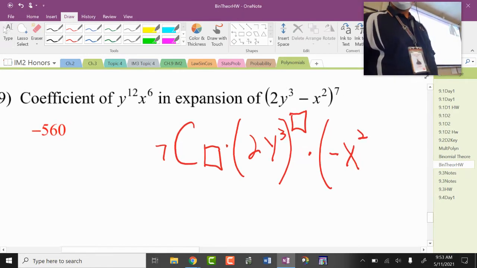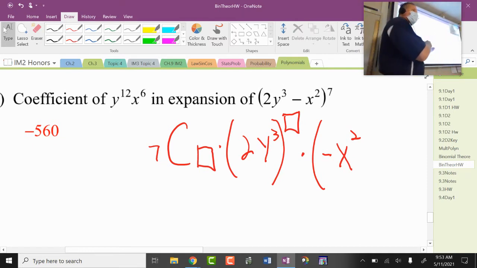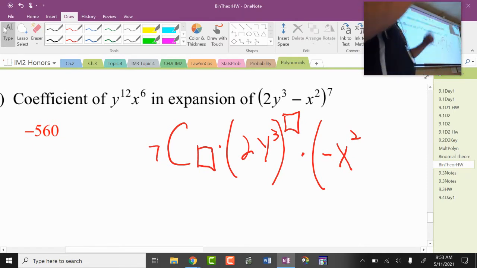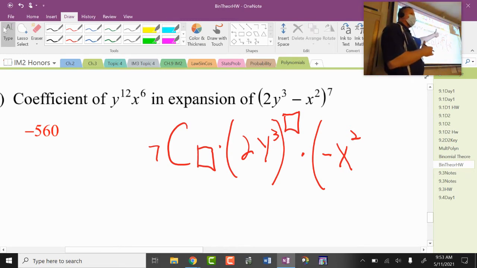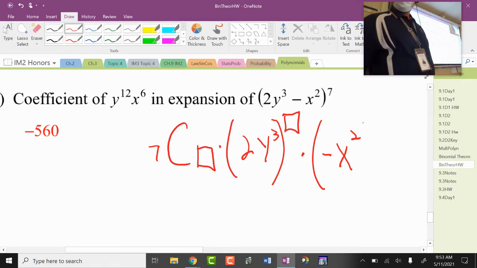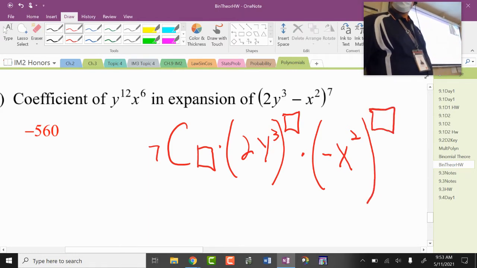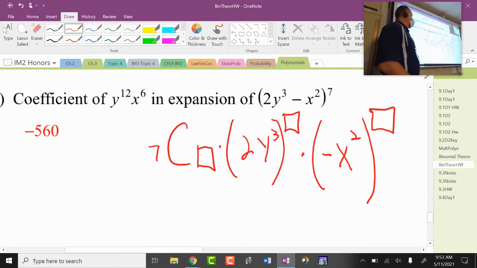And by the way, that negative is not on the x squared. You square x, and then you slap a negative on there. I want you to know that that negative doesn't disappear. That is stuck in front of that x squared. So don't think that negative is part of that power. And then all I have to do is see that I need the y to the 12th, x to the 6th power, y to the 12th.